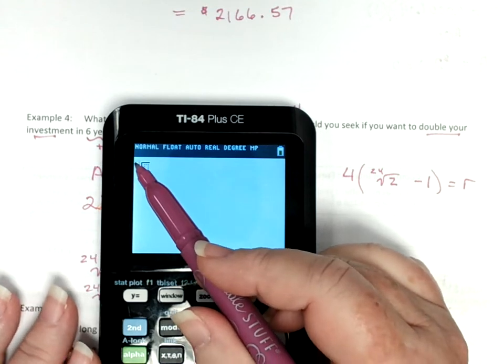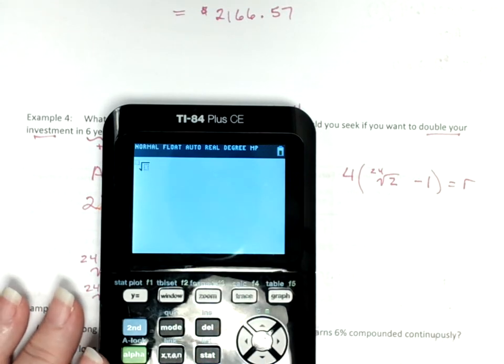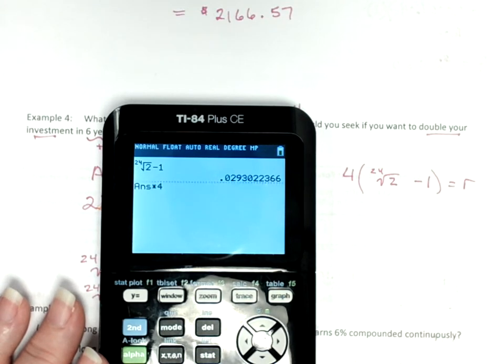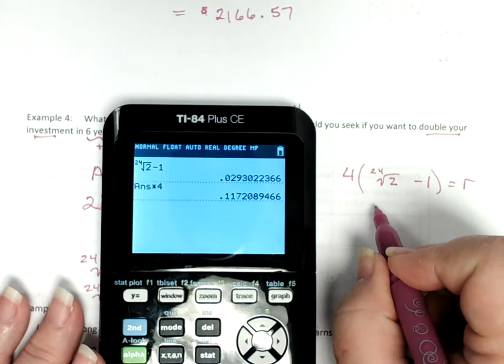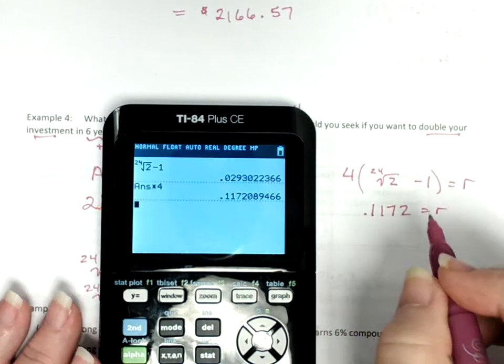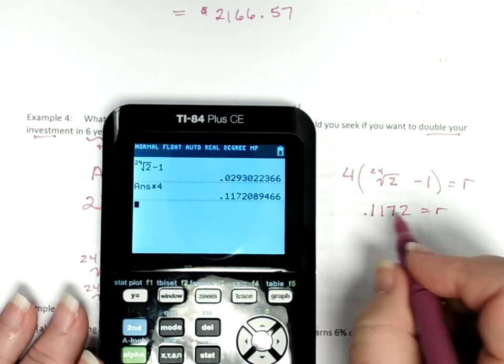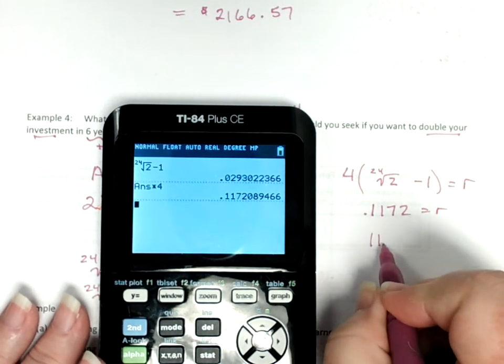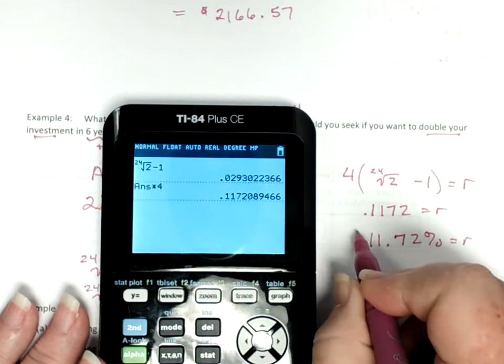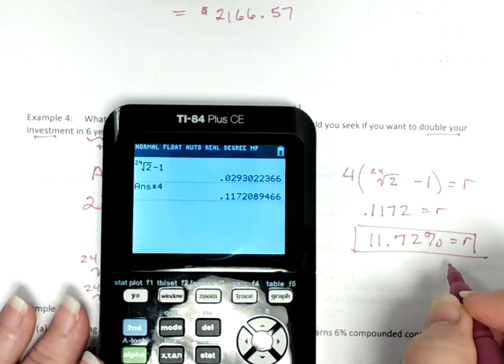That says a specific root. So I've got the 24th root of 2. Let me put in the number 2. And then I'm going to subtract 1. Take that answer times 4. And I've got that R equals 0.1172. Banks aren't going to understand the decimal though. They want a percent. So I move my decimal 2 places and I get 11.72% is the rate that I am looking for.